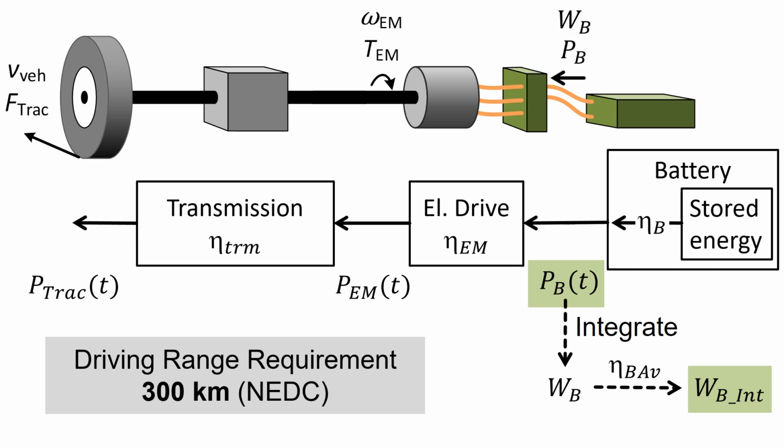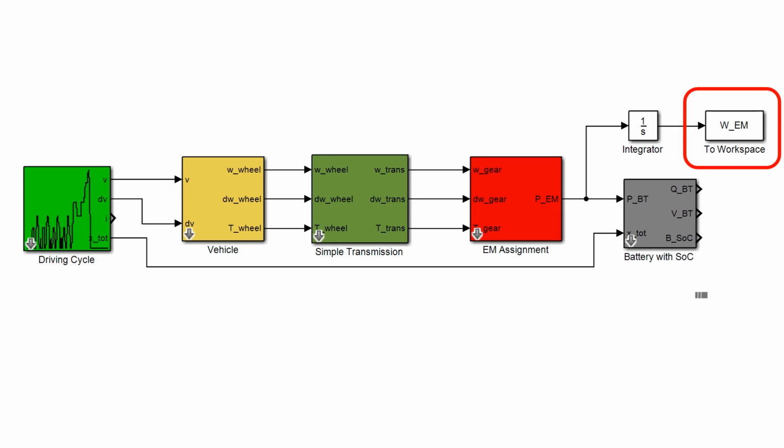The requirement on our example vehicle is a driving range of 300 km with the NEDC driving cycle as the basis. Let's build a simulation model of our powertrain and set the vehicle parameters, transmission parameters, and the electric drive parameters. Note that we integrate the battery power and send the resulting energy vector to workspace. Then we run this model for the full NEDC cycle.